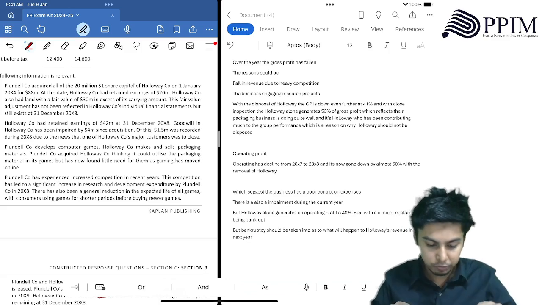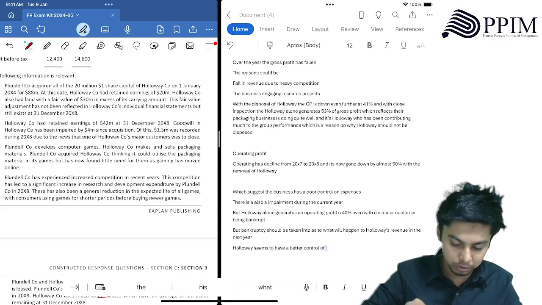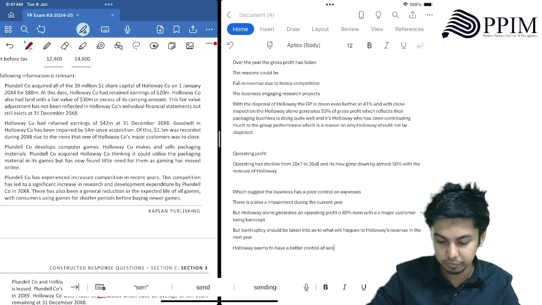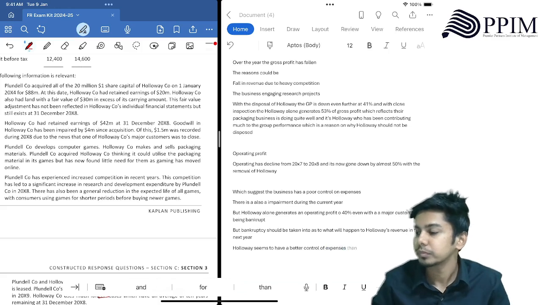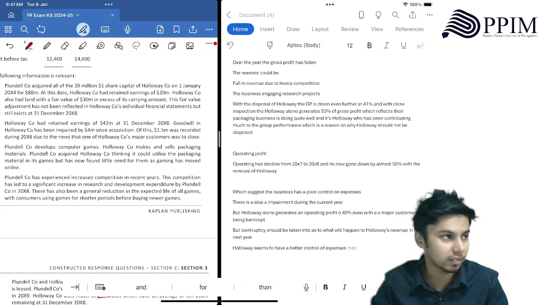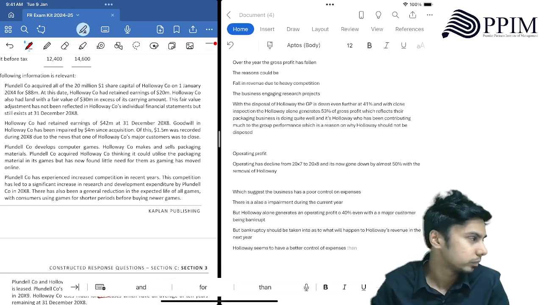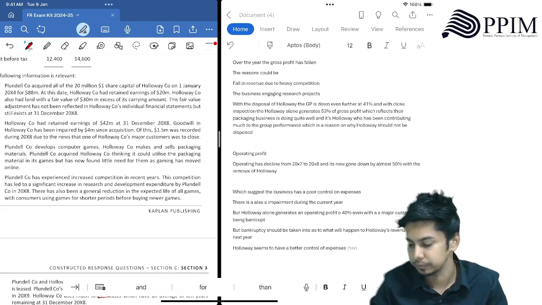But then we can also add: Holloway seems to have a better control of expenses when compared to Plundle.